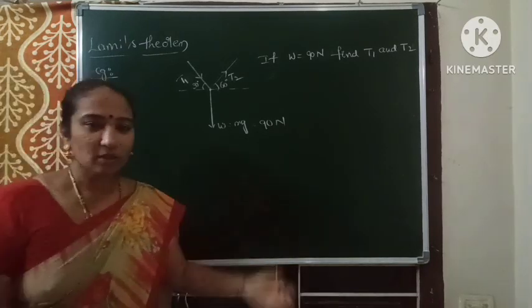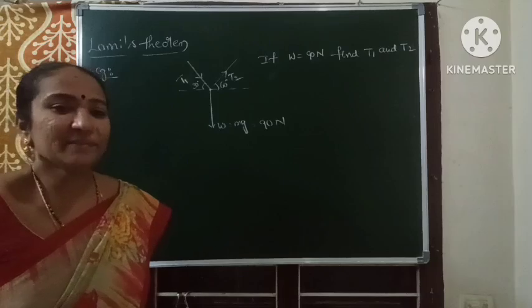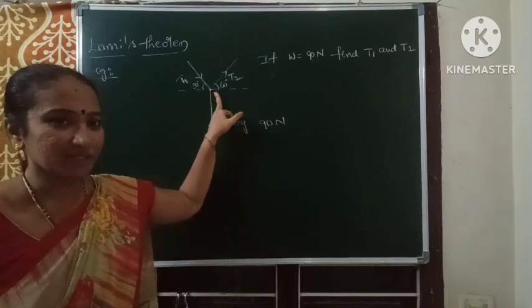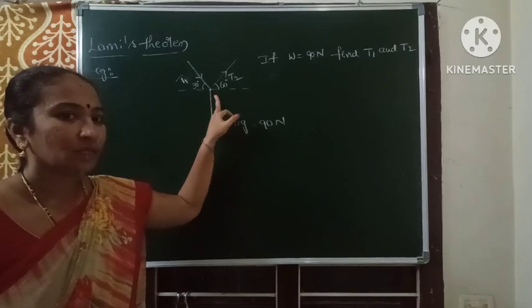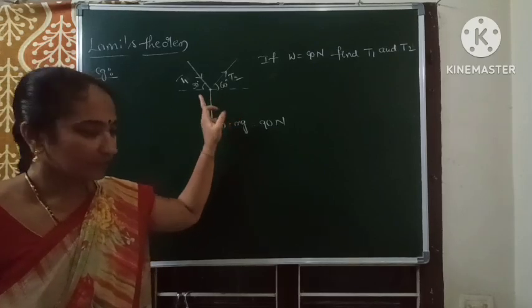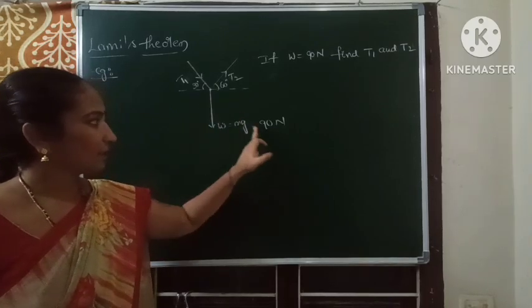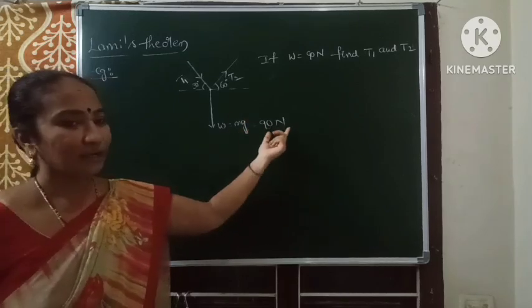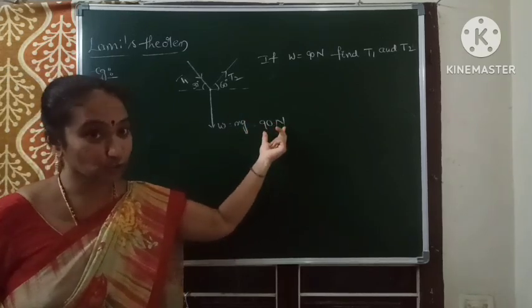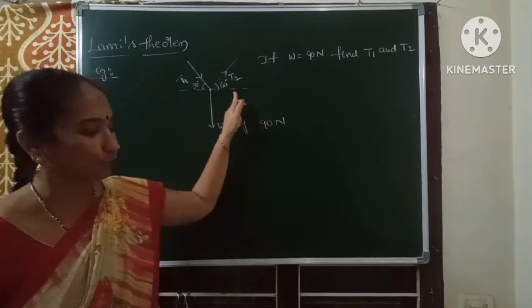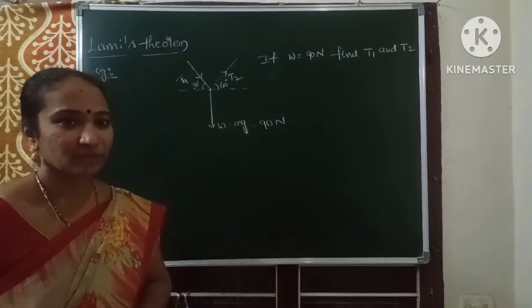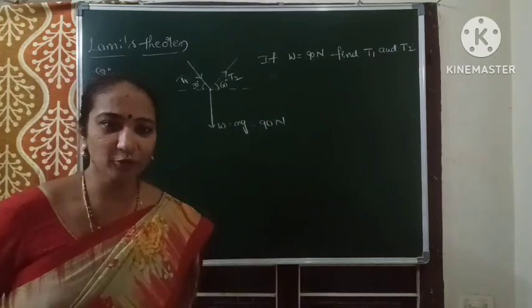Right. Now a small example based on Lami's theorem. Here one particle of mass, for example 9 kilograms. So the weight of the particle becomes mg, which is 90 newtons. This entire 90 newtons weight is balanced by the two forces, T1 and T2. If these three forces are in equilibrium, find T1 and T2.